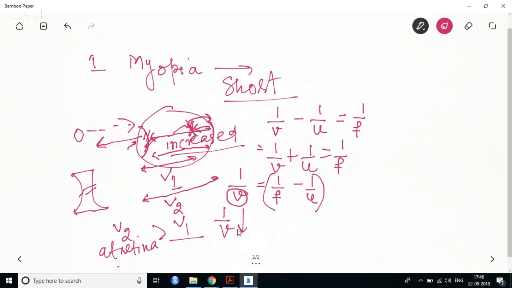If 1 by v goes down and it is equal to 1 by f minus 1 by u, then that particular thing will go down. For this to go down, as f is constant because of the ciliary muscle, finally 1 by u should be increased. 1 by u increase means u should be decreased. So what is the meaning?